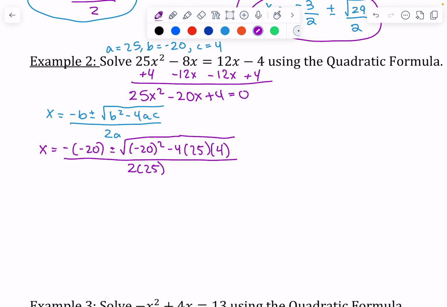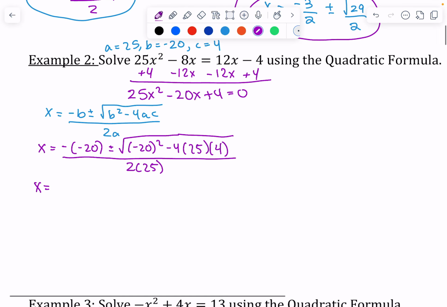Now at this point, I would be looking at these numbers and probably say to myself that the quadratic formula isn't necessarily the most efficient method just because of how big the numbers are. You could still do it, but just something that I notice.